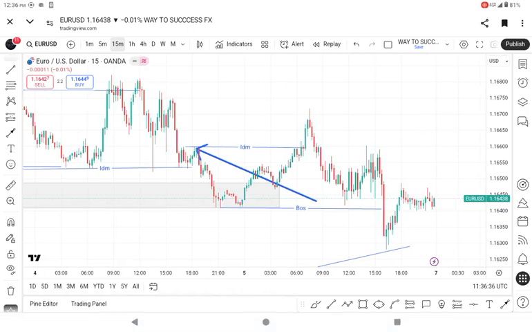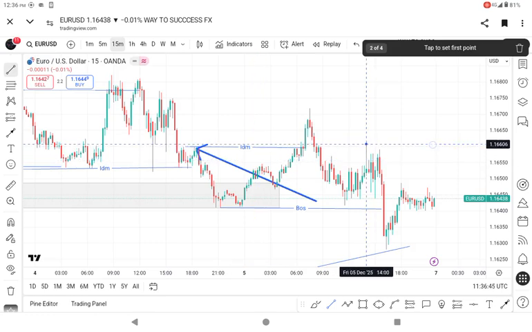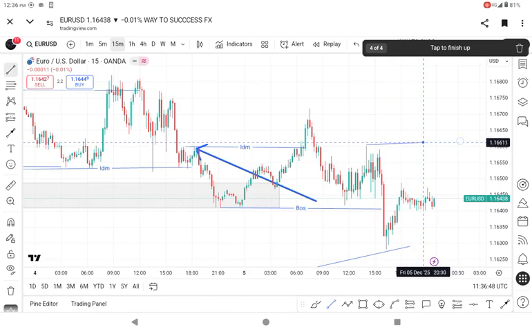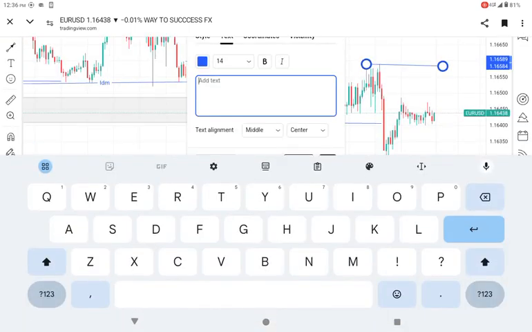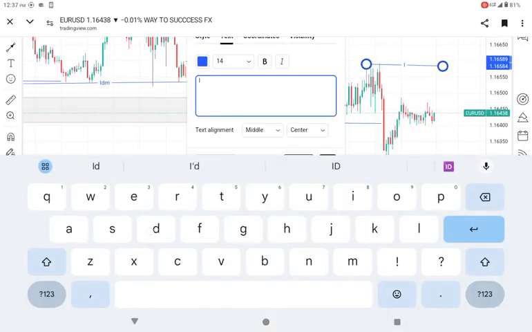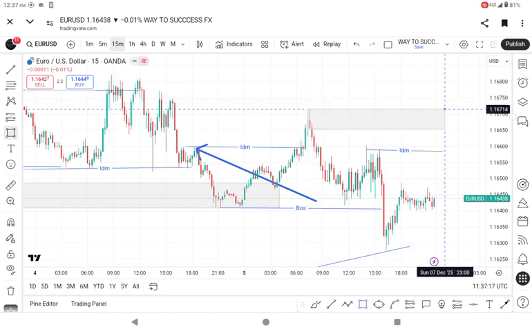So what am I expecting here? If you look now, you will see that here we have an internal pullback, which should act as my inducement. I should be expecting price to come and take this level as inducement, IDM. Price will use this as liquidity and tap in this other block, and continue to the downside.